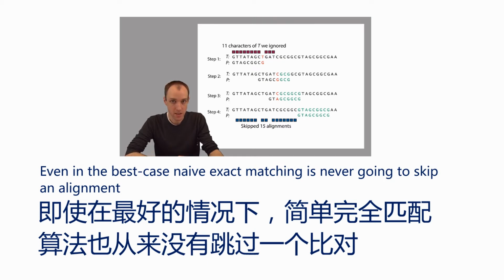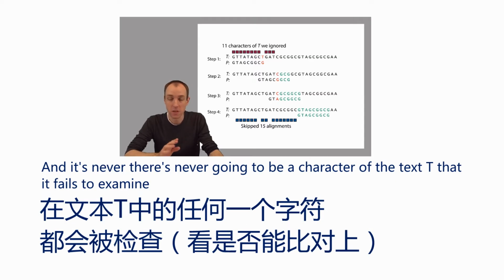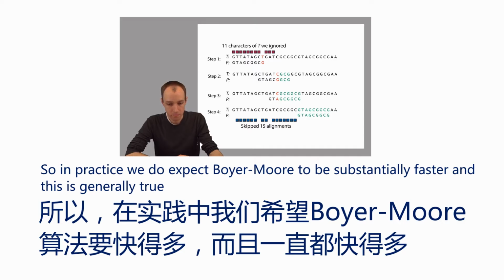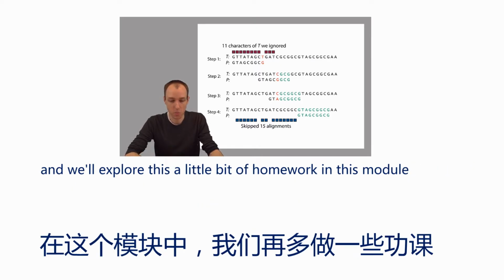Even in the best case, naive exact matching is never going to skip an alignment, and there's never going to be a character of the text T that it fails to examine. So in practice, we do expect Boyer-Moore to be substantially faster, and this is generally true, and we'll explore this a little bit in the homework in this module.